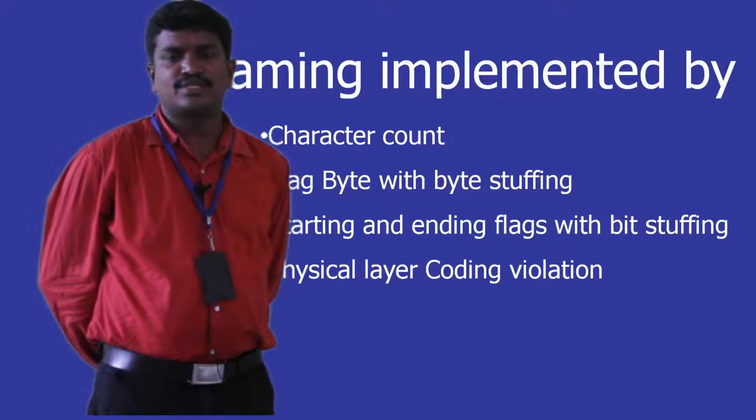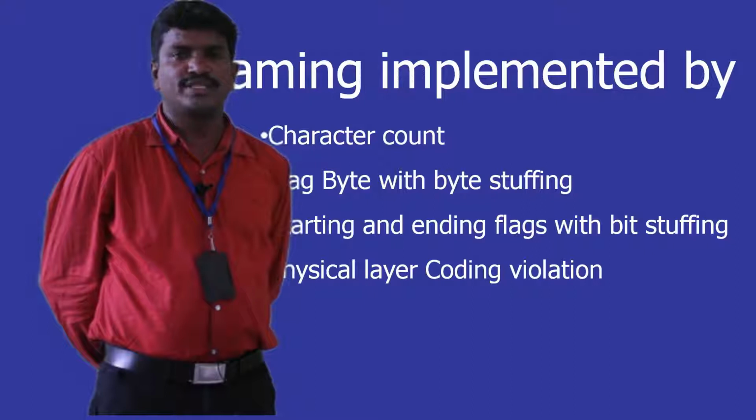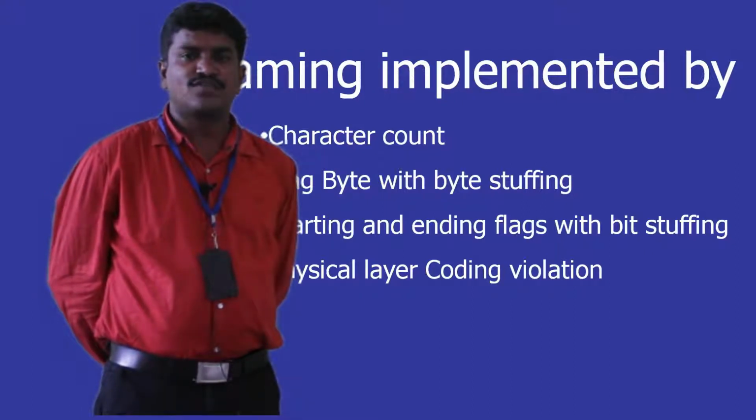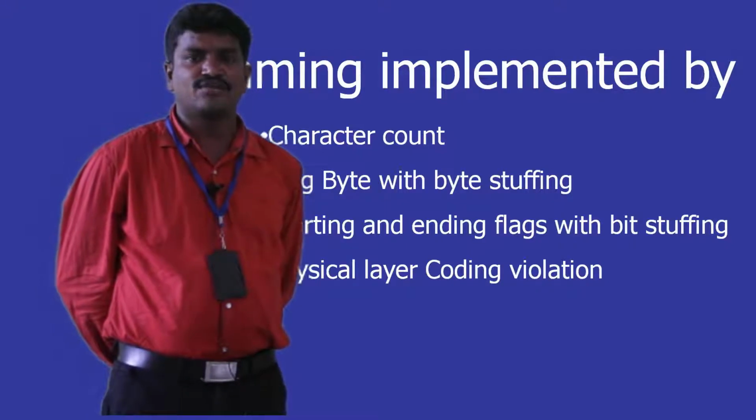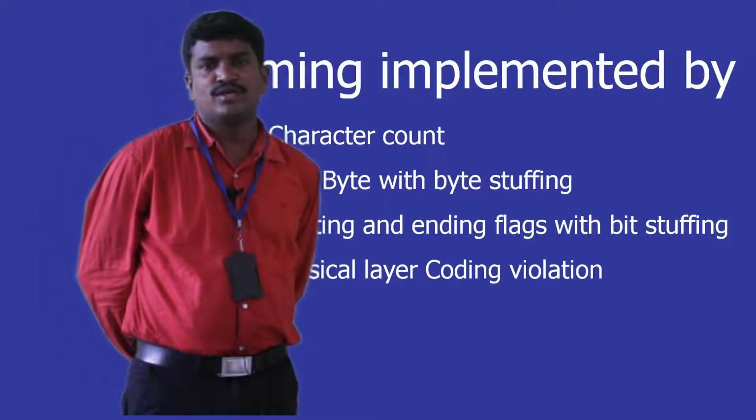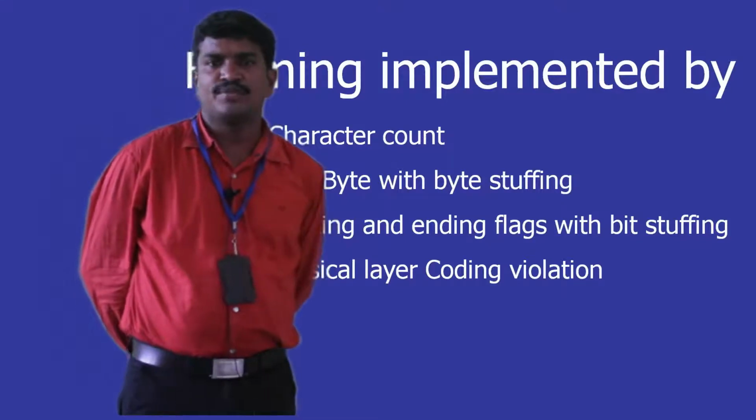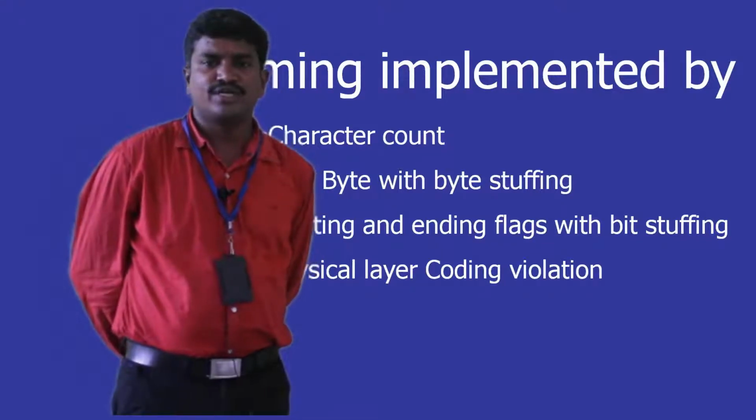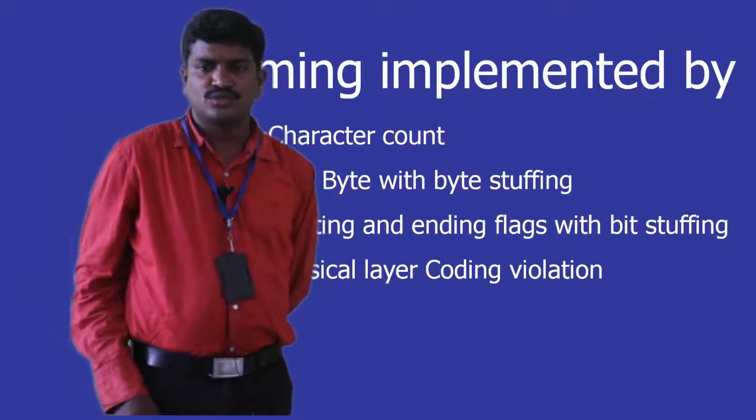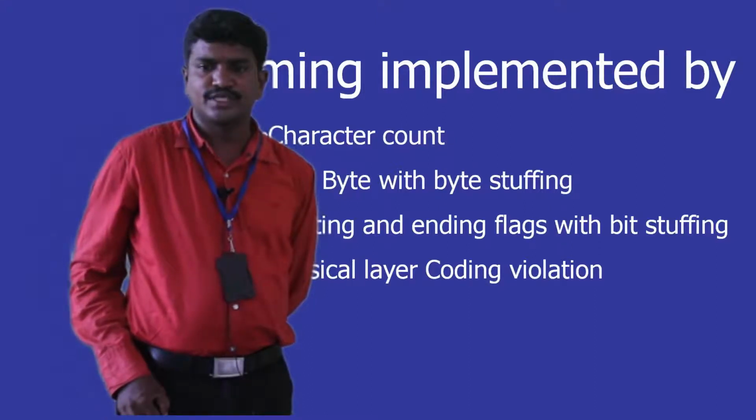And this method comes under a technique called fixed size framing. There are two methods in which this framing can be implemented, that is fixed size framing and variable size framing. Character count method comes under fixed size framing. It is going to give the length of the frame as a first unit, and based on that the system will understand how many bits are considered as part of this frame. So that we will see in the next slide.